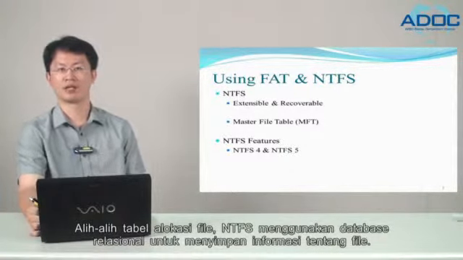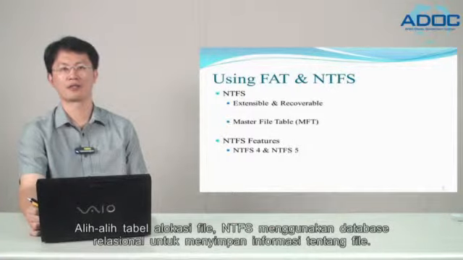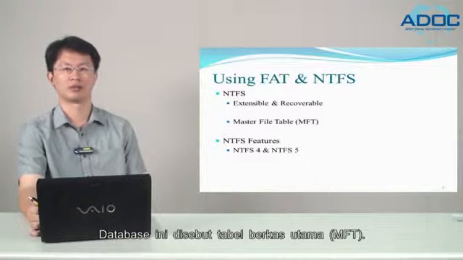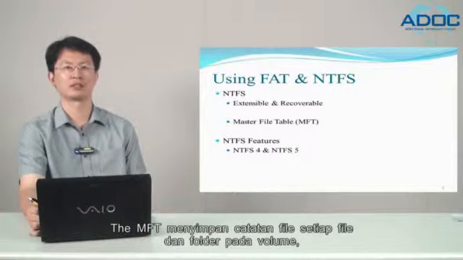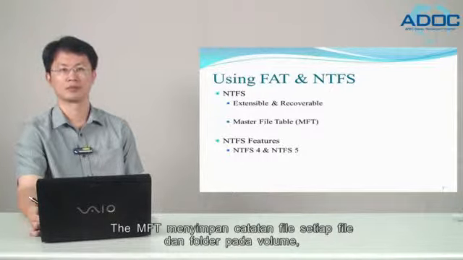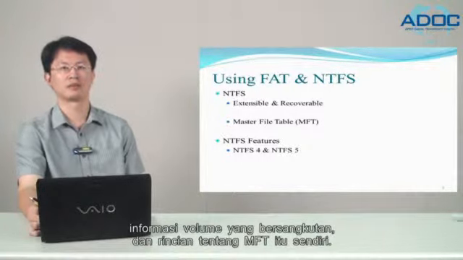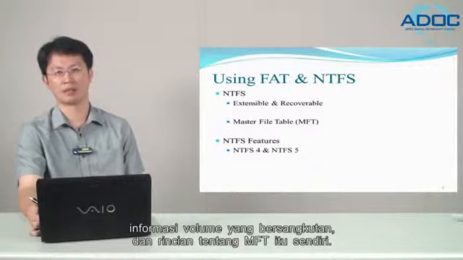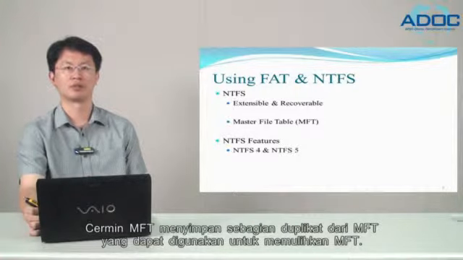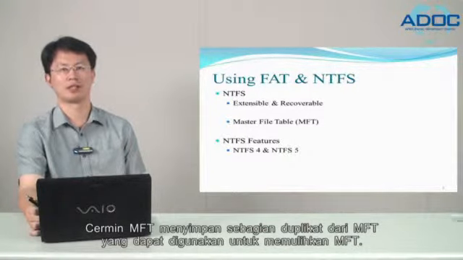Instead of a file allocation table, NTFS uses a relational database to store information about files. This database is called the master file table, MFT. The MFT stores file records of each file and folder on the volume, and pertinent file information and details on the MFT itself. The MFT mirror stores a partial duplicate of the MFT that can be used to recover the MFT.